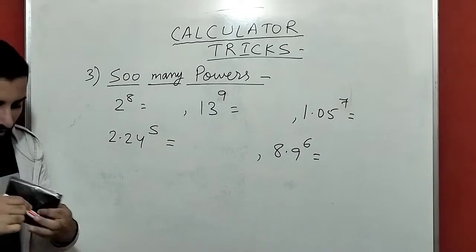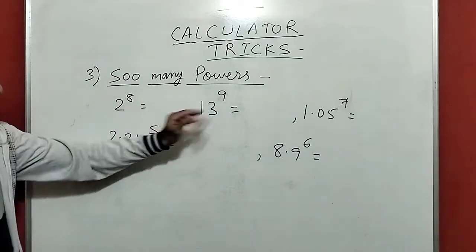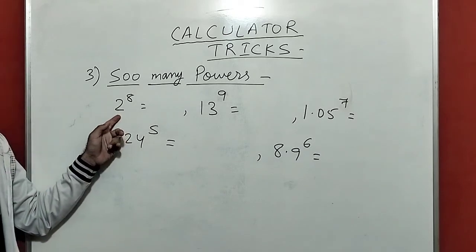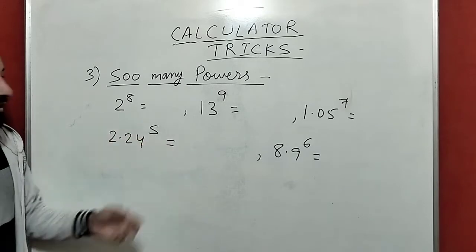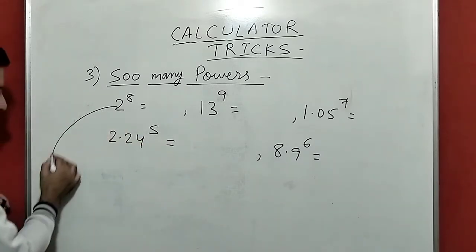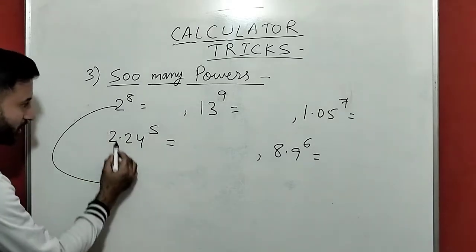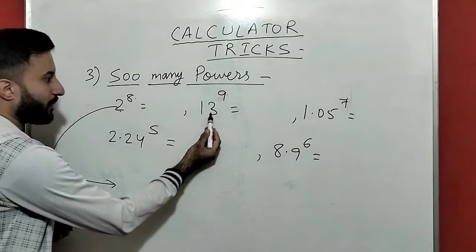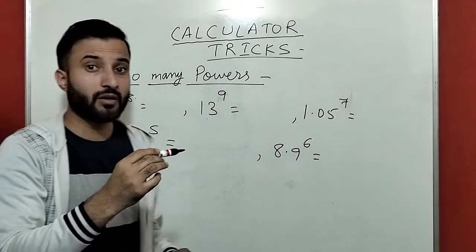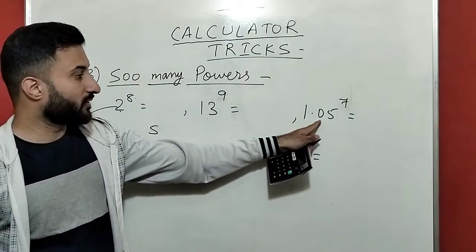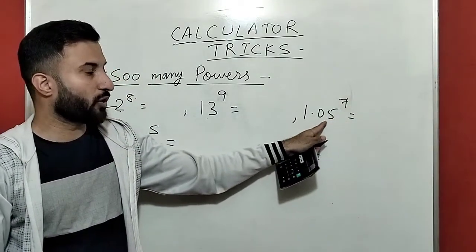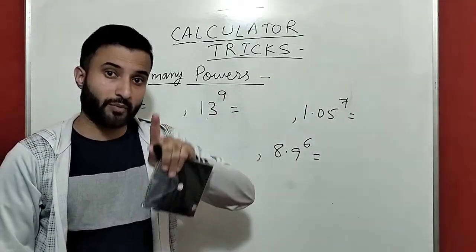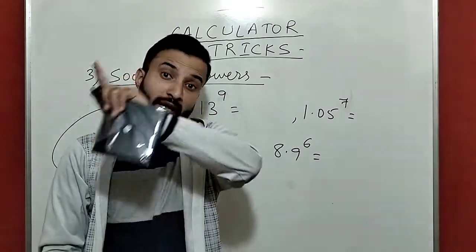Now the thing is, this is for so many powers. So guys, this is 2 power 8. 2 power 8 means we have to multiply 2 how many times? 8 times. Like that, 13 power 9 means we have to multiply 13 9 times. 1.05 power 7 means we have to multiply 1.05 7 times: 1.05 into 1.05 into 1.05 into 1.05 into 1.05 into 1.05 into 1.05.